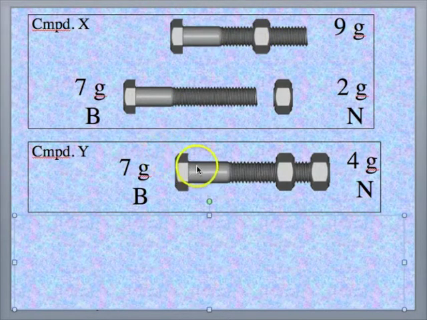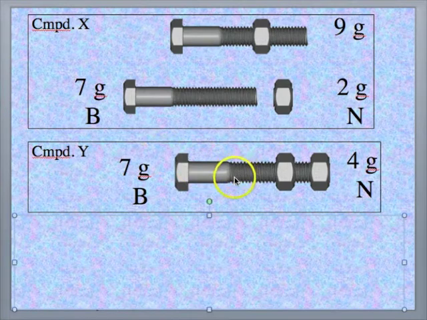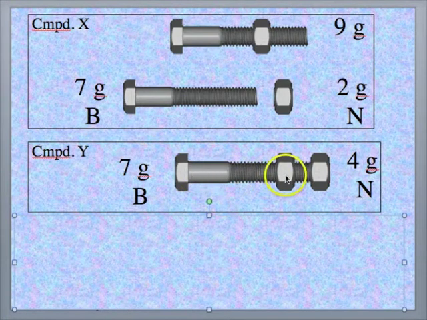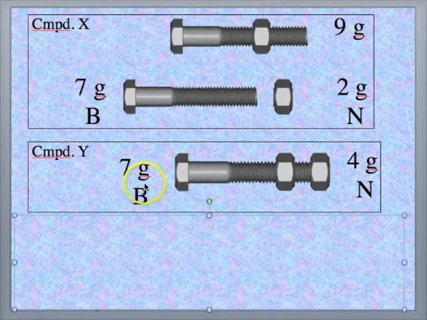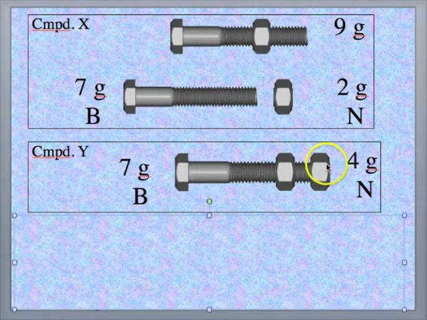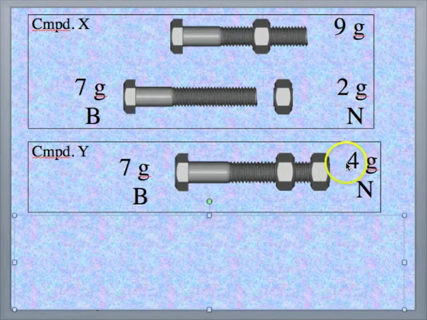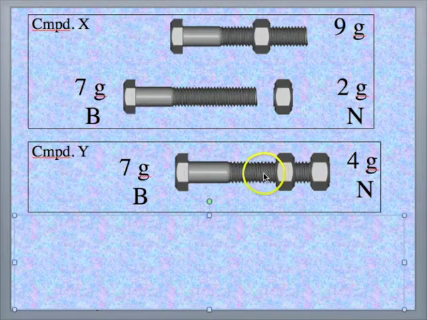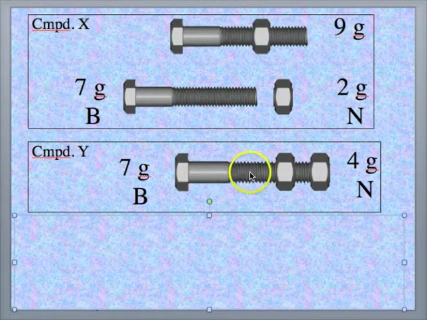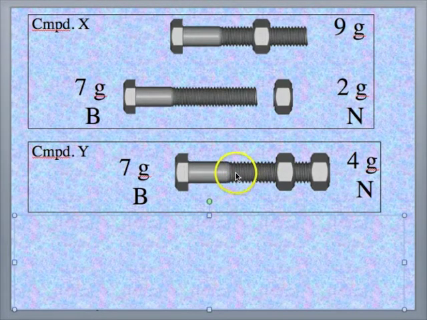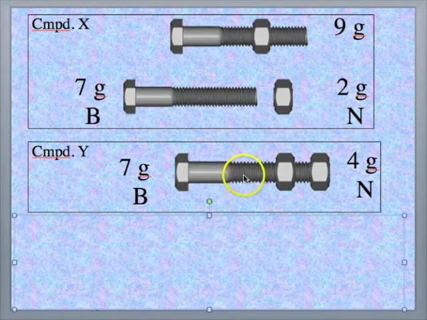But our atoms of bolts and nuts can interact another way if 1 bolt interacts with 2 nuts. In this compound, 7 grams of bolt reacts with 4 grams of nuts, exactly 2 times the mass of nuts that the first compound had. 2 grams, 4 grams. Because bolts and nuts interact with each other in small whole number relationships, 1 to 1, 1 to 2, etc., the mass ratio of nuts in the two compounds must reflect that fact.